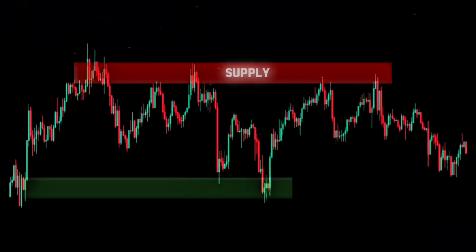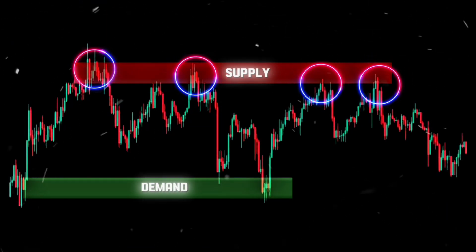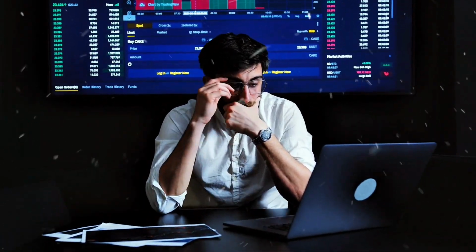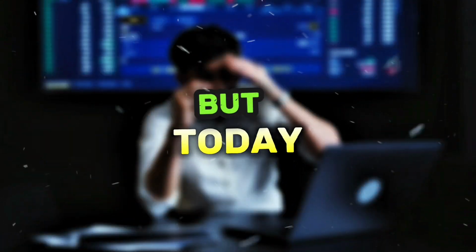If you're marking supply and demand zones just because price touched a level multiple times, then you're not trading with logic, you're just guessing. And the market loves traders who guess. But today, we fix that.